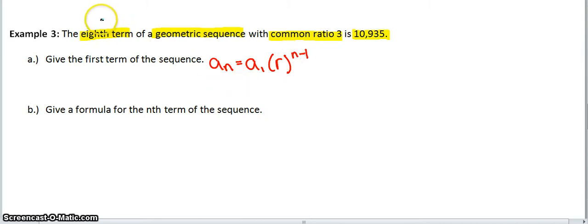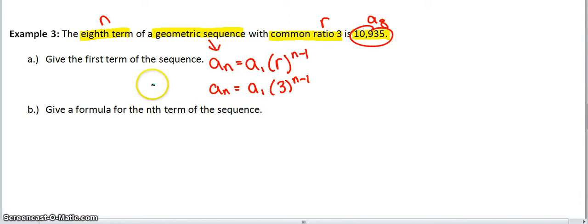So eighth term, that's saying your position, so that's n, is geometric, which is where I got this formula. Common ratio is r, and this is A8. So let's plug in what we know. Okay, I actually don't know my first term, that's what we're trying to find. I know my common ratio is 3. Okay, and that's not enough information to solve right now because I have multiple variables. So I need to use the fact that this is the eighth term, and this is the value of the eighth term. So I know A8 is 10,935.